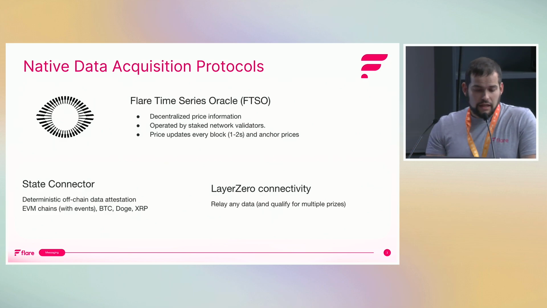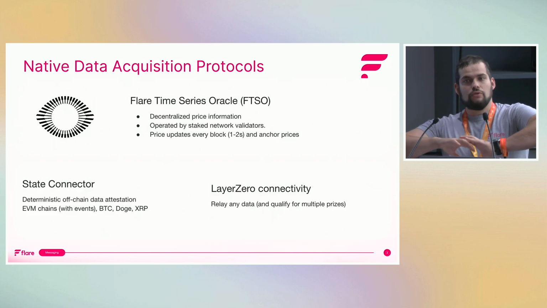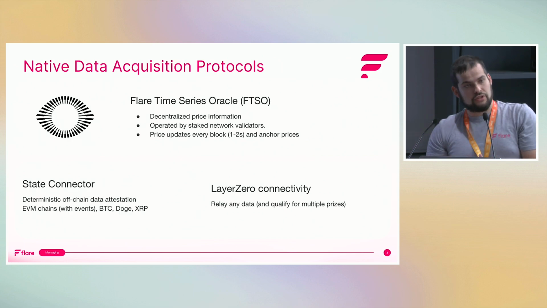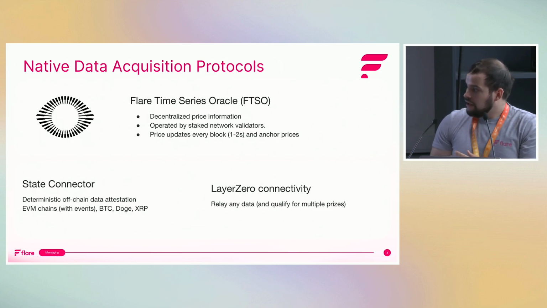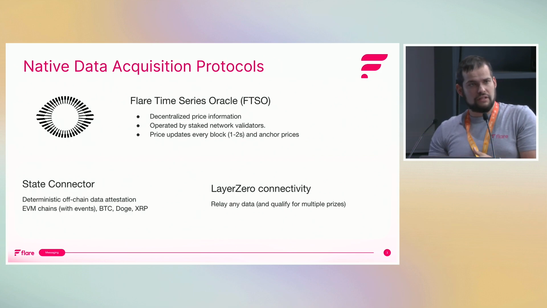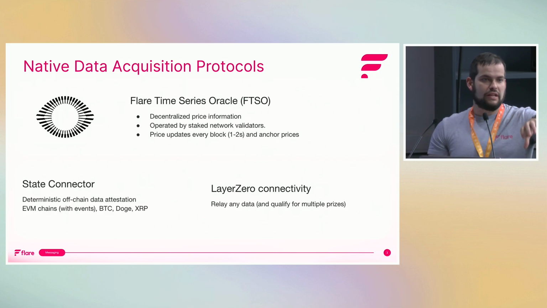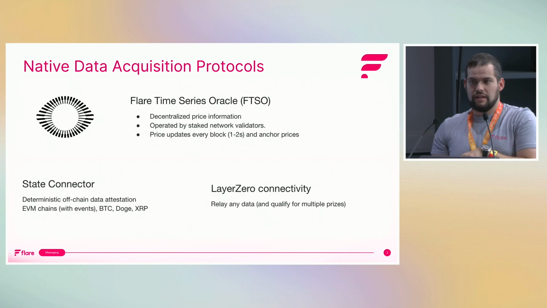And secondly, we have the Flare State Connector and Data Connector, which allows you to connect to additional data sources. What does that mean? Well, that means that you can have deterministic off-chain attestations. You can attest to data being presented on another blockchain. You can attest that a Bitcoin transaction has happened. More specifically, you can attest that in a specific time range, a Bitcoin transaction hasn't happened. So you can know that the payment that was supposed to be made for something wasn't made.